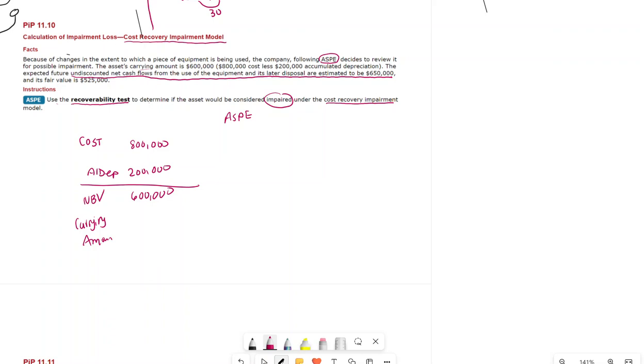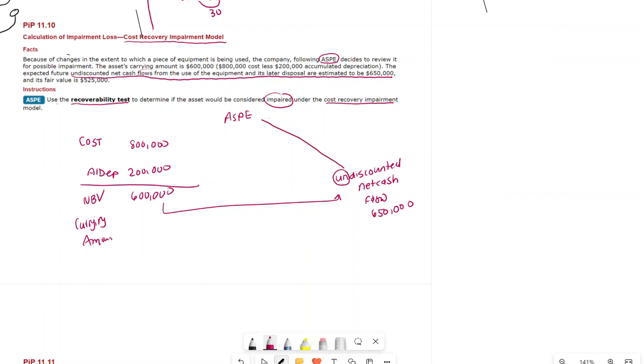At this point, I just wanted to tell you, when we do a recovery test, we compare the carrying amount to the undiscounted net cash flow, just to test. When we do the entry, we take the fair value. In this case, the undiscounted net cash flow from this equipment is 650,000.